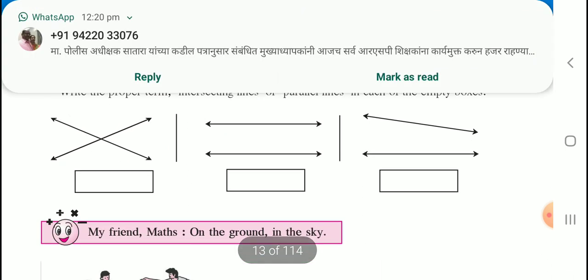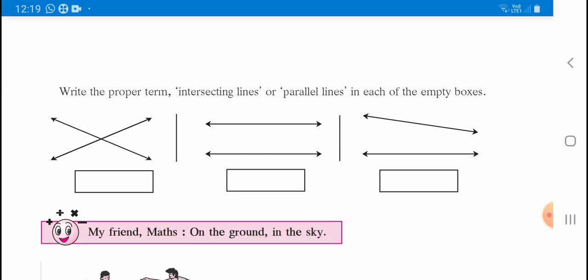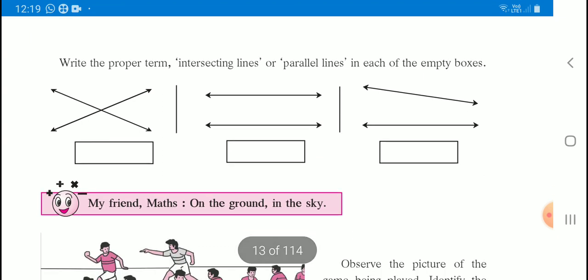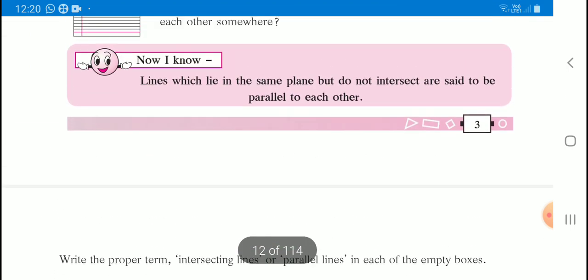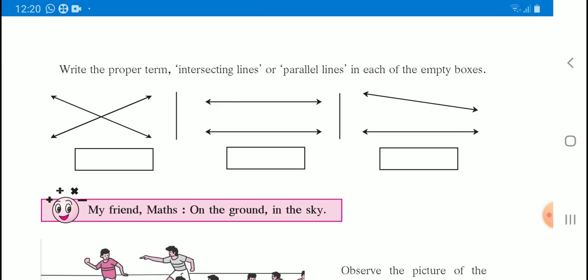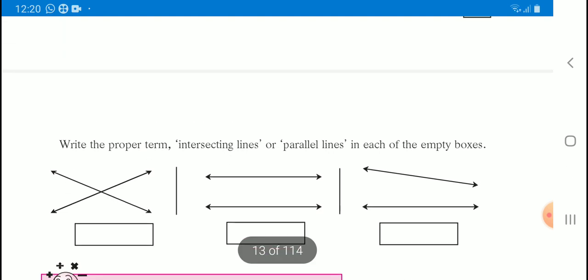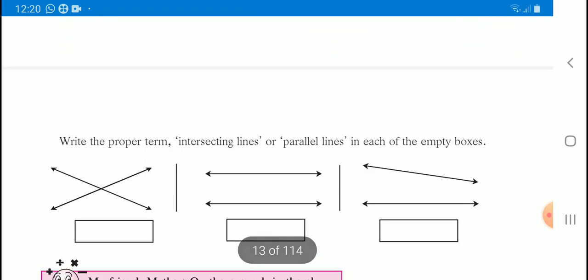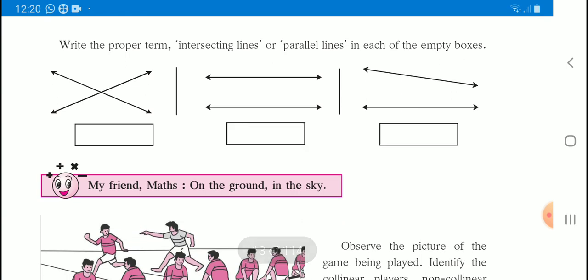Now here they have given: write the proper term, intersecting lines or parallel lines, in each of the empty boxes. Here they have given three figures. In the first figure, the lines are intersecting in a single point. So these are not parallel lines. These first figure lines are intersecting lines. In the second one, the lines do not intersect with each other, so they are parallel lines. And in the third one, if we extend the lines, then they will intersect each other, so they are intersecting lines.